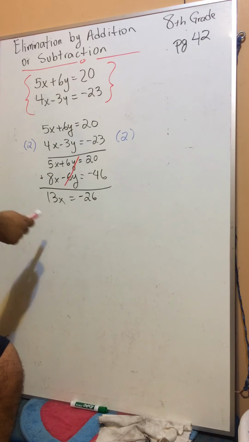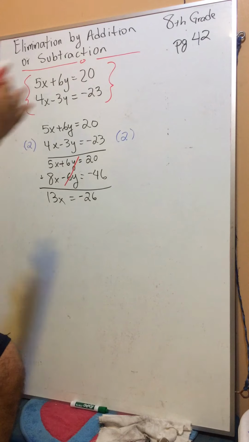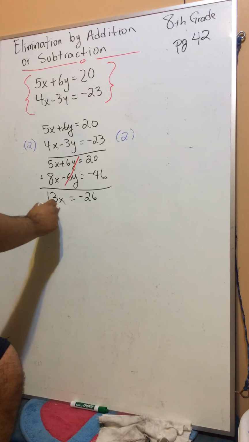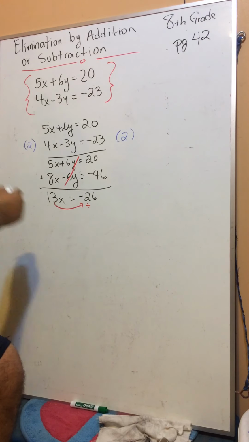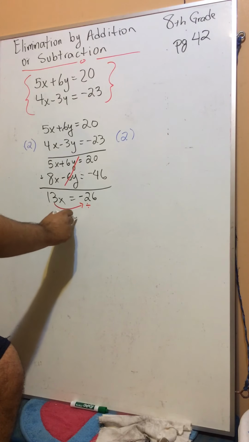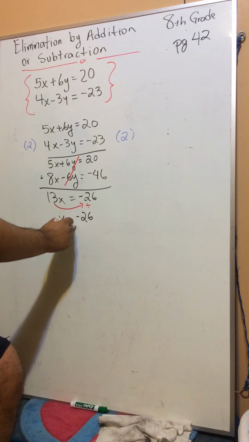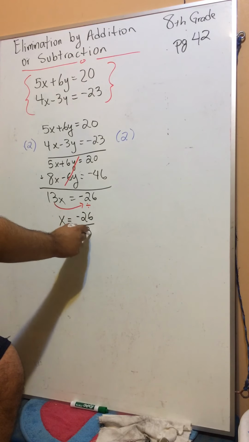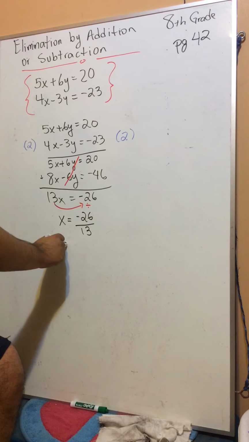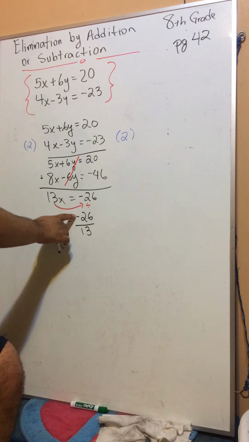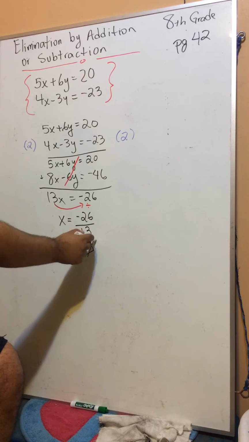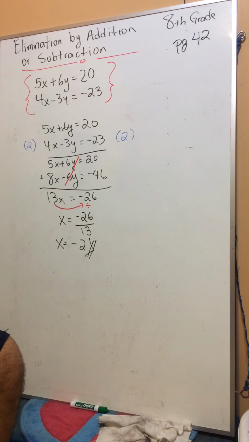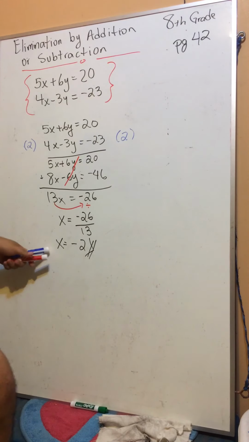So what do we do with this number? It's multiplying on this side. We move it to the other side, dividing. So we have x equals minus 26 divided by 13. Negative divided by positive is going to be negative. 26 divided by 13 is going to be 2. So we already have one of the values that we want. We have the value of x.